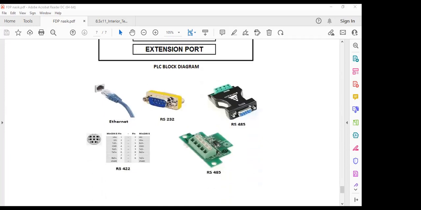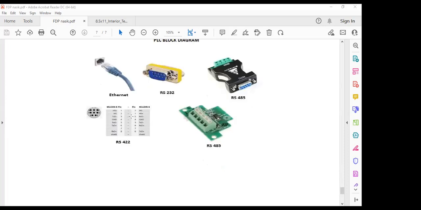Such types of communication ports you can find: Ethernet port, RS232, RJ port also we call it. Then you have the 9-pin, which we find in old computers also. It is RS232. Then RS485. You can have RS422 also, that is a round port with 8 pins.